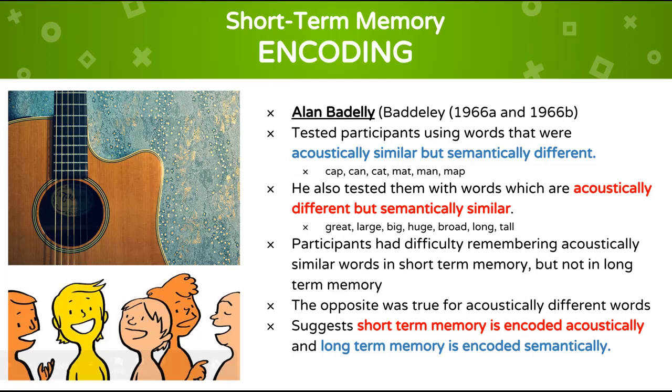He also tested them with words which are acoustically different but semantically similar, e.g. great, large, big, huge, broad, long, tall. These words sound different but have similar meanings. Baddeley found participants had difficulty remembering acoustically similar words in short-term memory, but not in long-term memory. He also found the opposite was true for words that are acoustically different but semantically similar. Participants easily remembered them in short-term memory but had difficulty with muddling up the words in long-term memory. This suggests that short-term memory is encoded acoustically and long-term memory is encoded semantically.